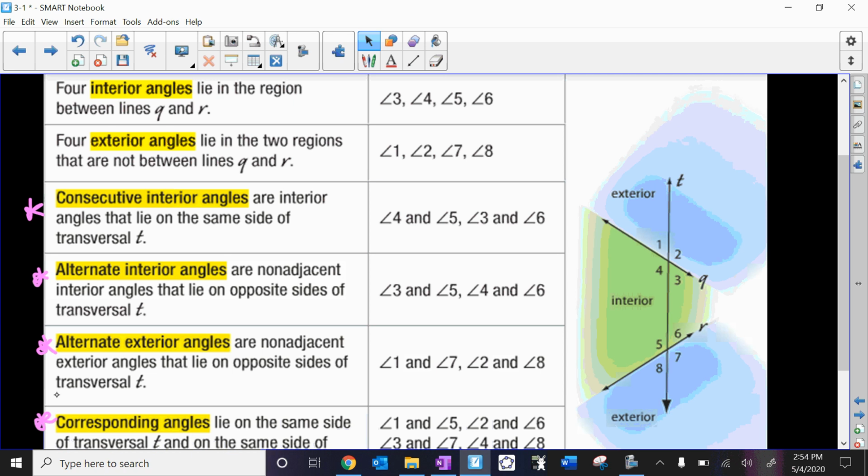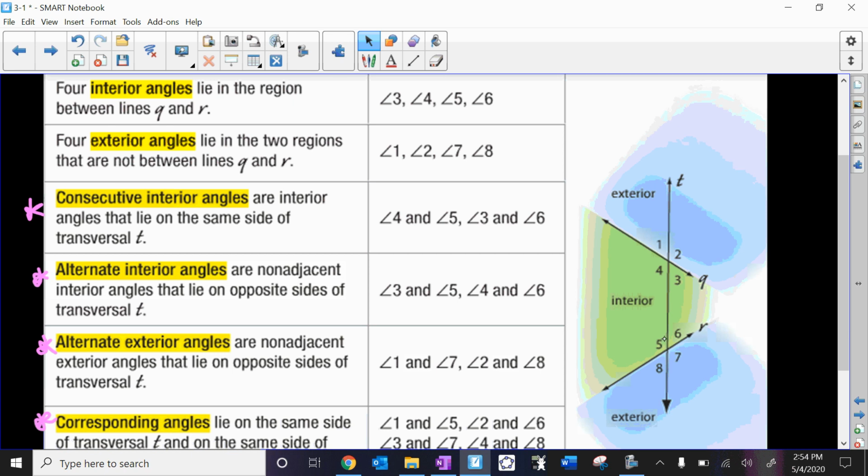So first one, consecutive interior. Consecutive means on the same side of the transversal and in the interior between lines Q and R. So, for example, angles 3 and 6 are consecutive interiors, and angles 4 and 5.